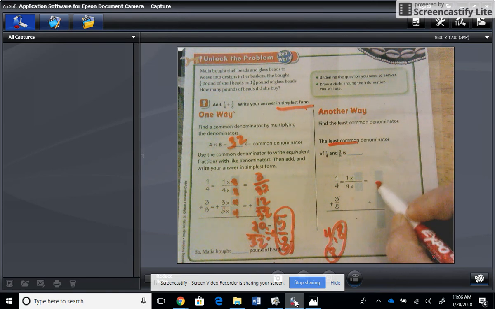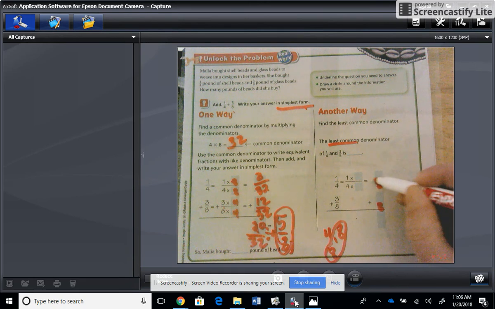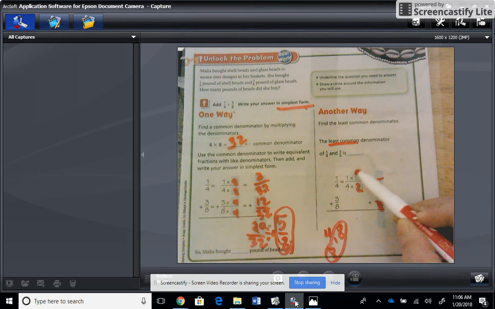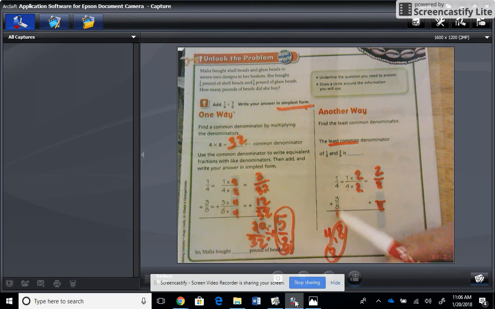So if I know they're both going to be 8, here's where I'm going to put my 8s because those are my denominators. Now, I took 4 times what to get to 8? I took 4 times 2 to get to 8. So that means I have to do that to my numerator because what I do to my denominator, I have to do to my numerator. So 1 times 2 is 2 8s. Now, if I look at here, well, 8 times what got me to 8? Well, 1. So 3 times 1 is 3, so it just moved it over. And my common denominator is 8, so I just have to add my numerators, which is 5/8.